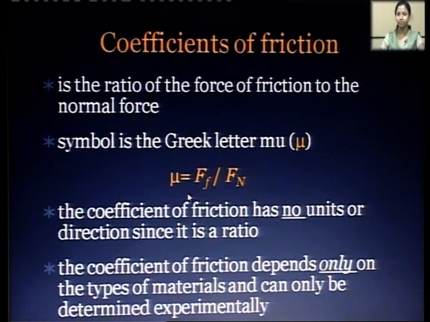This is mu. We can easily see, since force unit is Newton, here this is also force, its unit is also Newton. So Newton by Newton means no unit. So mu, the coefficient of friction, has no unit or direction, since it is a ratio of two forces. This force is frictional force and this force is normal force. And last point: the coefficient of friction depends only on the type of material and can only be determined experimentally.